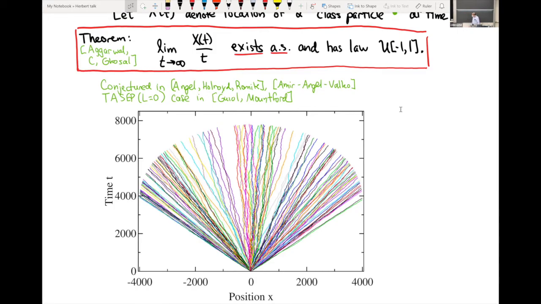Yeah, I can explain this picture a little bit more. So what you're imagining is that you start off with a sort of step function as the density profile of particles. So all particles and then no particles.